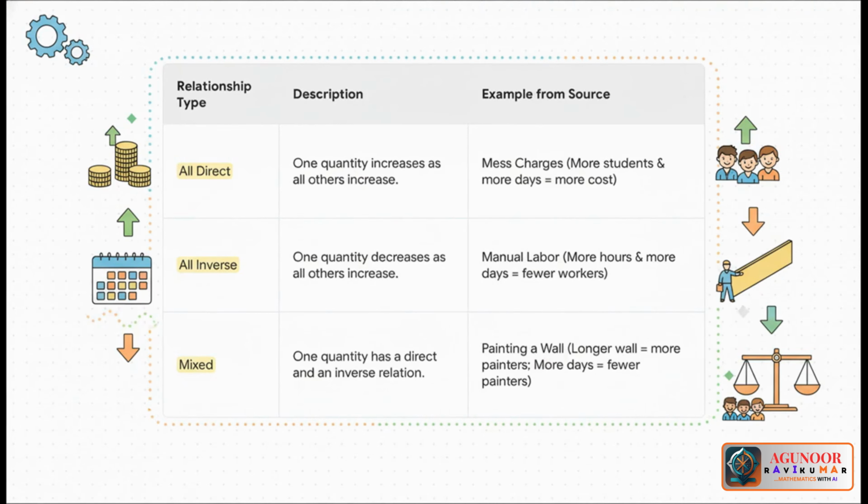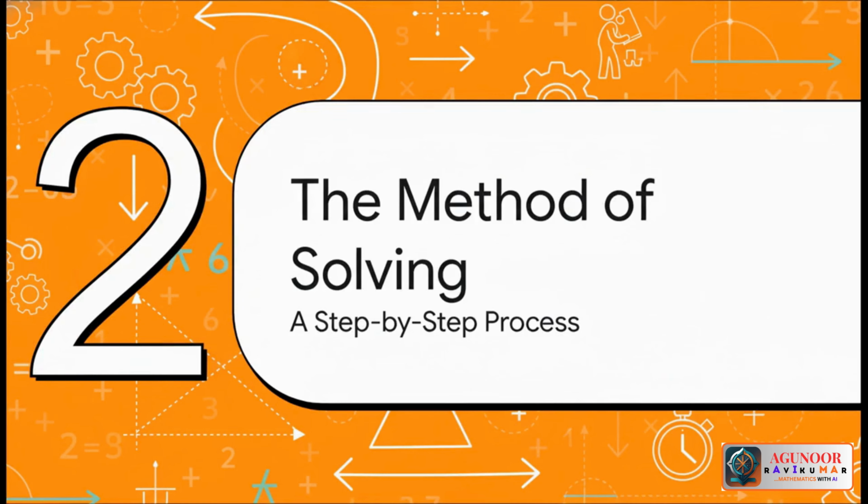So the very first thing we have to do when we see one of these problems is figure out the relationships between our quantities. As you can see here, they can be all direct, where everything goes up together, like more students for more days means a higher cost. They can be all inverse, where increasing two things makes the third one go down, like if you work more hours per day for more days, you'll need fewer workers. Or, and this is pretty common, they can be mixed, like in that painting example we'll look at in just a minute.